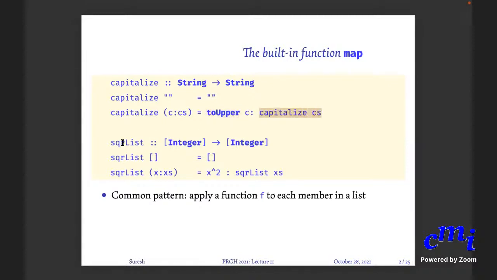Similarly, you have a list of integers and you want to square every element in the list. So you can say squareList of the empty list is the empty list. squareList of x followed by xs is x squared colon squareList of xs.